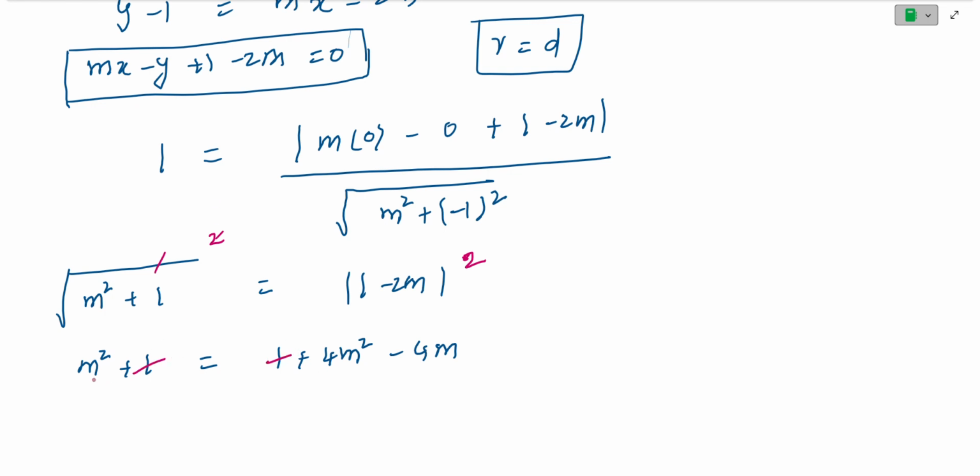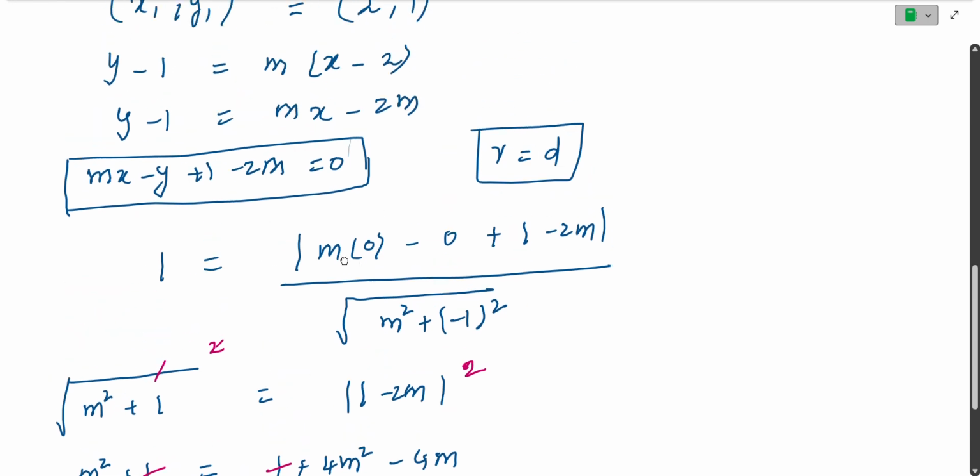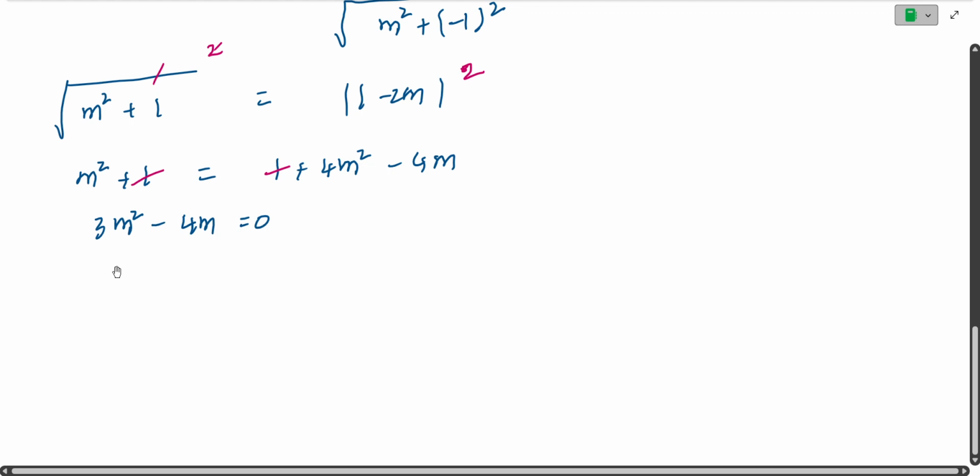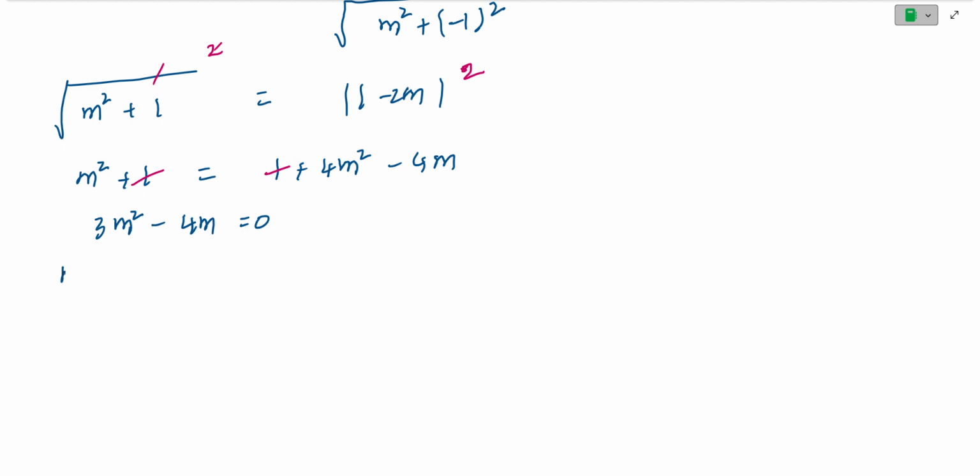So the m square, if it's transposed to the right hand side, it will be minus m square. So 4m square minus m square value will be 3m square. So I'm writing 3m square minus 4m, which is equal to 0. So this is a quadratic equation. We have to solve the quadratic equation. As we observe, it's a simple quadratic equation, so I can take m common from both the terms.